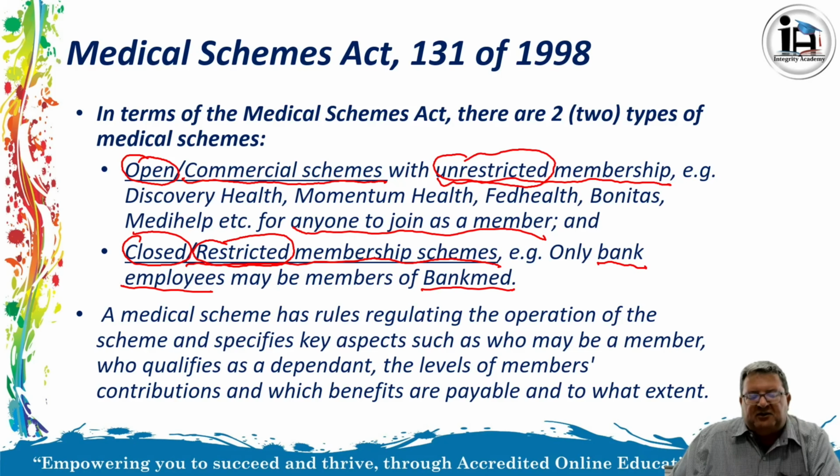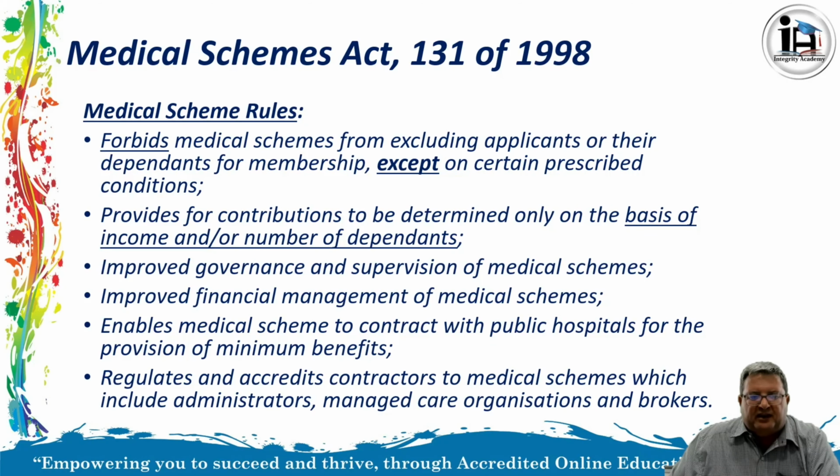A medical scheme has rules regulating the operation of the scheme and specify key aspects such as who may be a member, who qualifies as a dependent, the levels of members' contributions, and which benefits are payable and to what extent. The medical scheme rules forbid medical schemes from excluding applicants or their dependents from membership, except on certain prescribed conditions.